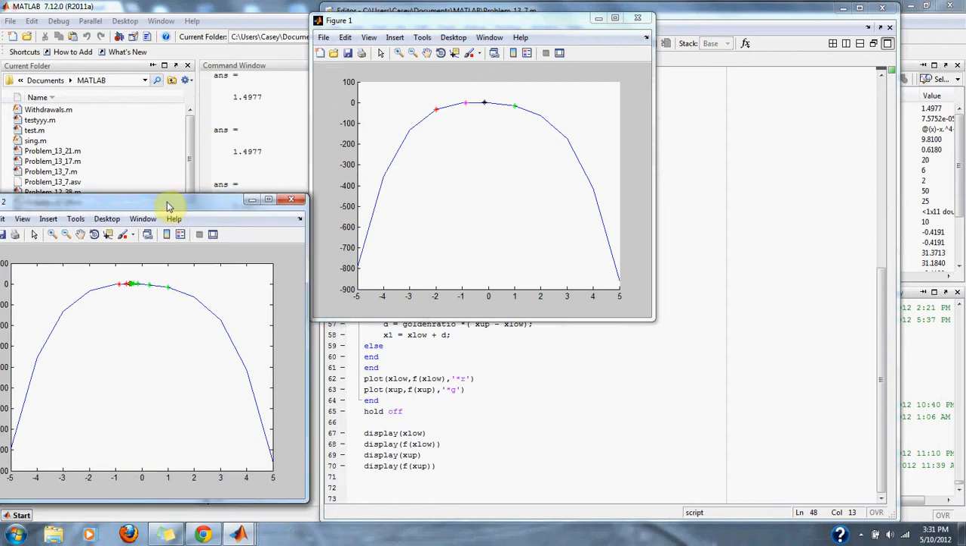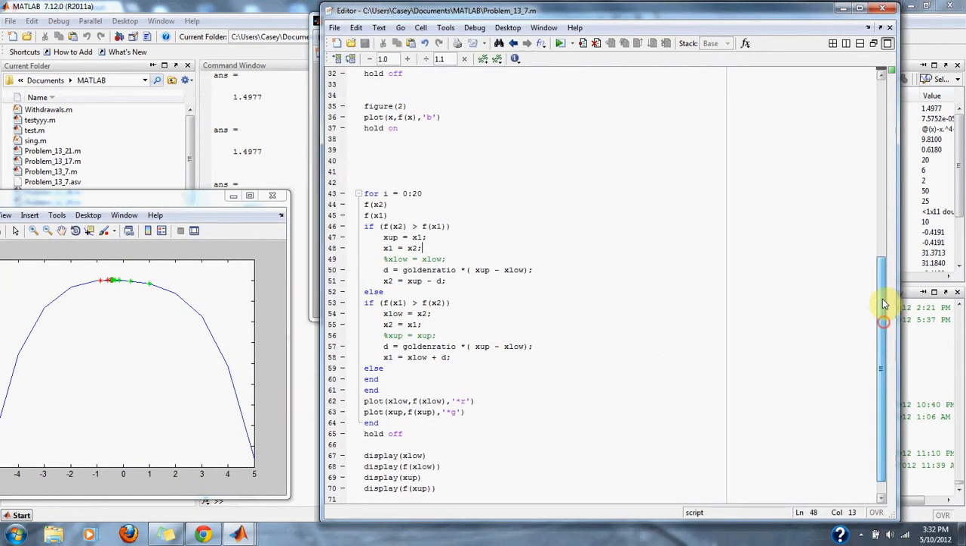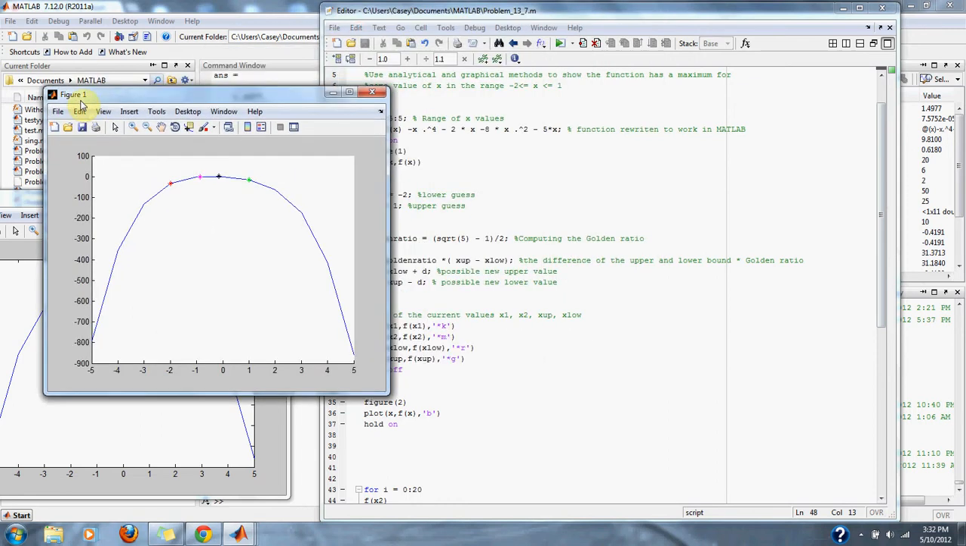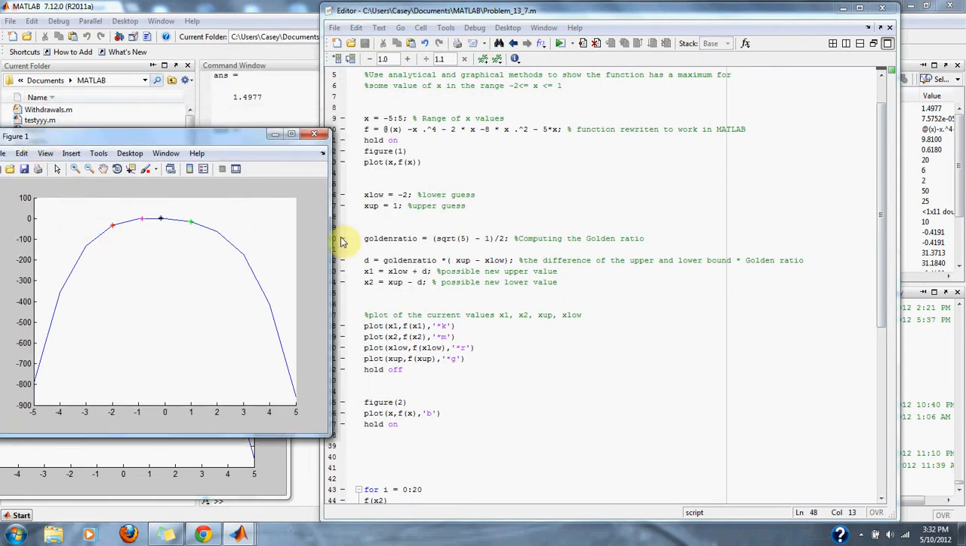As you can see in the first figure, figure 1, we have our values that we plotted in our different colors. We have x1 in black, x2 in pink, and our lower in red and our upper in green.